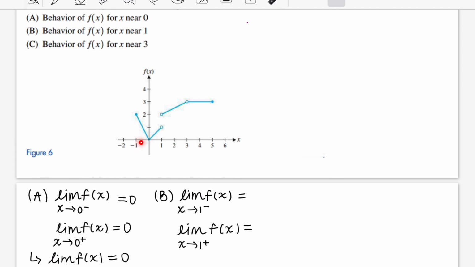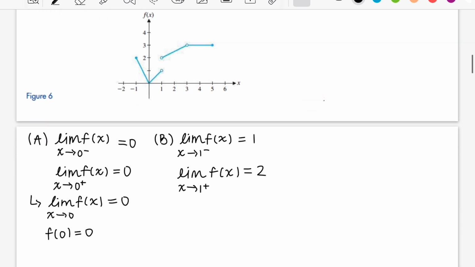So approaching 1 from the left, we're moving this way. We see that our output values are getting closer and closer to this value here, which is 1. And then approaching 1 from the right, so we're coming this way, we see that our output values are getting closer and closer to 2 here. So since our left-hand and right-hand limits are not equal, this tells us that the limit of our function as we get closer and closer to 1 does not exist.